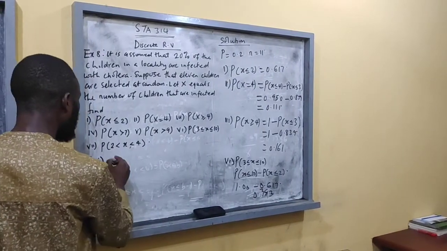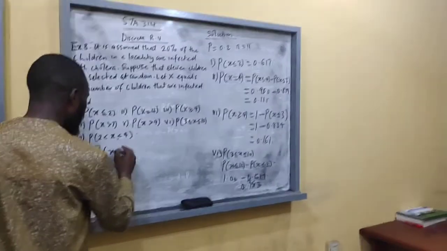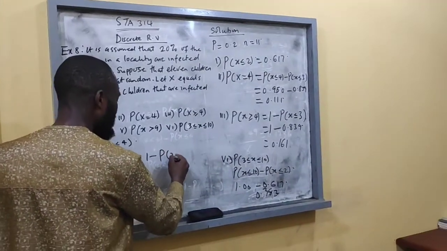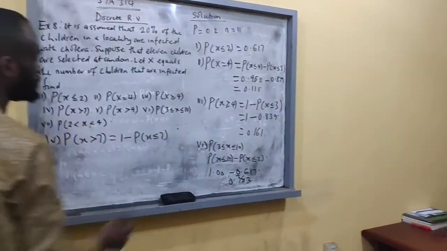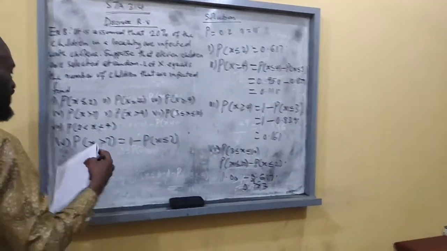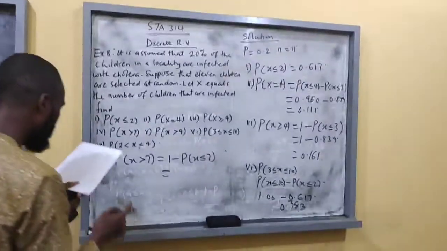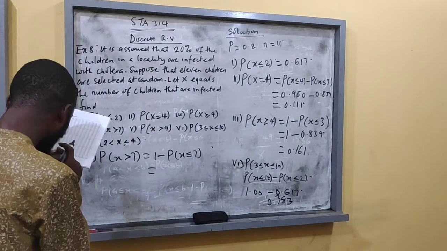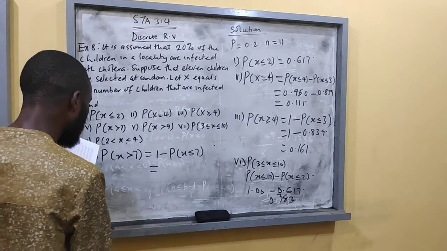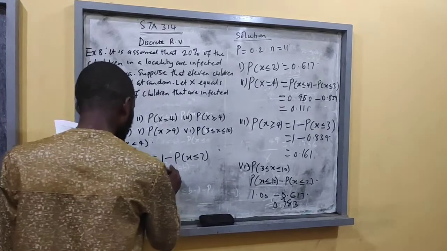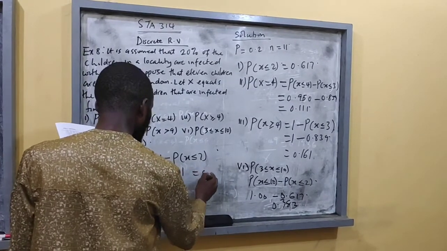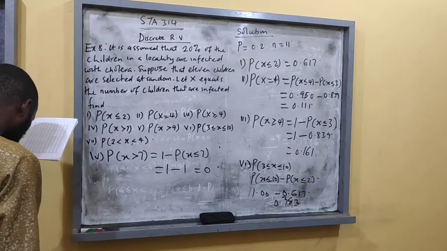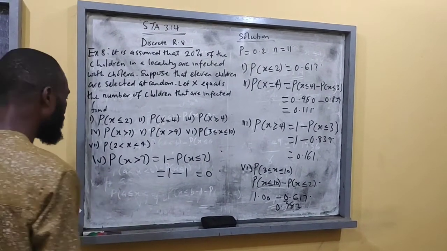Question 4. We want to get probability of x greater than 7. And this is going to be 1 minus probability of x less than or equals to 7. And what is that? I'm going to check probability of x less than or equals to 7. Just trace to 7. And that one is 1.0, which is 1 minus 1. And this will give me 0. We can confirm it. It's going to give me 0.